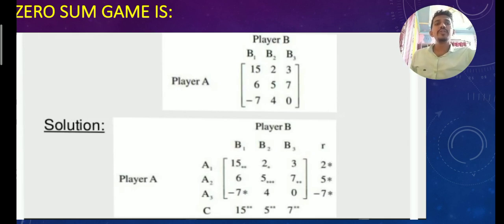Then we do the column maximum. In B1: 15, 6, minus 7, the maximum value is 15. B2: 2, 5 and 4, 5 is the maximum value. B3: 3, 7, 0, which one is big? 7 is the biggest, so we put 7 in the column maximum for B3.